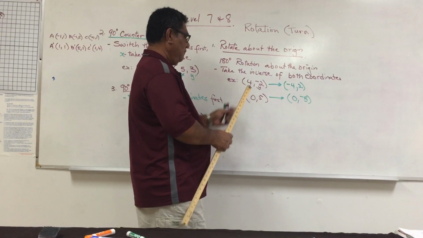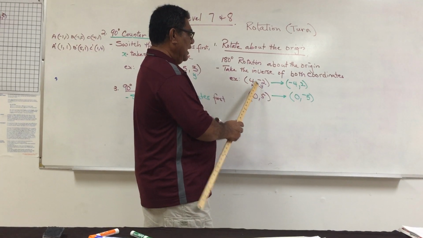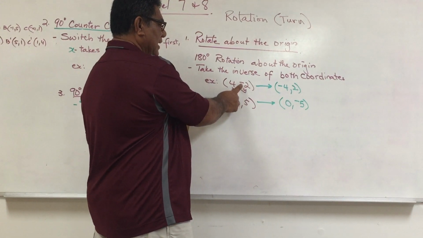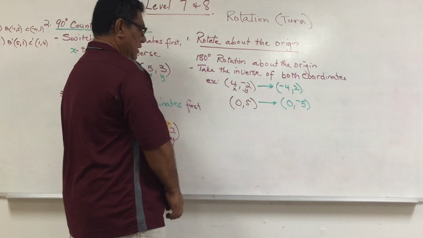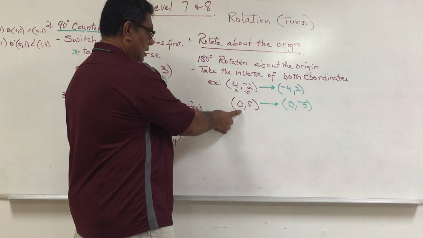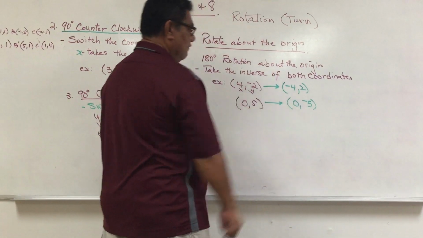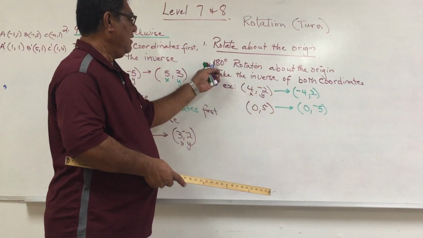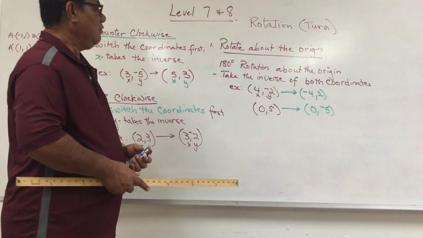These are the examples. Let's say we have 4 as the x and -2 as the y. The opposite of 4 is -4. The opposite of -2 is +2. Another example, we have 0 and 5. The 0 doesn't have an opposite, it stays 0. However, we have +5, so the opposite is -5. Once you do that correctly, the second figure you get is the 180 degrees rotation.